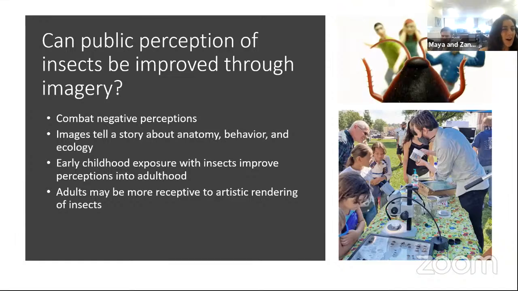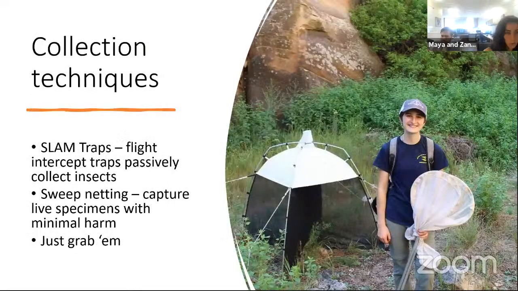And then we'll get into the art. So one of the collection techniques that we use are slam traps. So slam traps are imaged here in this photograph. And this is one of our imaging technicians, Claudia. That's a slam trap there. So that's a slam trap, right. And how this works is insects will fly into the net. There are four nets on this contraption. And so once they fly into this net, they will climb up the net and eventually enter this bottle at the top of it. And they'll be preserved and taken back to the lab so that we can image them.